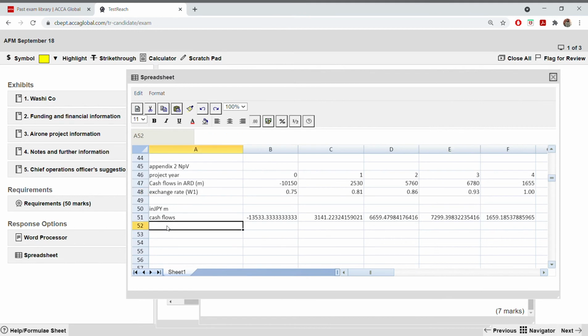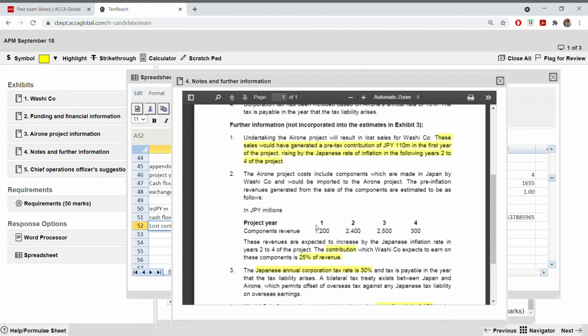Okay, next we have lost contribution. Remember, first you get the cash flow. Once you convert into Japanese yen, then if you have redundancy or lost contribution, you have to take it here now. So how much are you losing? Lost contribution, 25% of revenue. You can either use a calculator to do it manually, or write 1200 somewhere and each year take 25% and put it. So 25% of 1200 is 300.